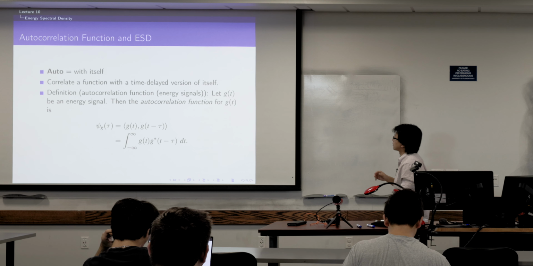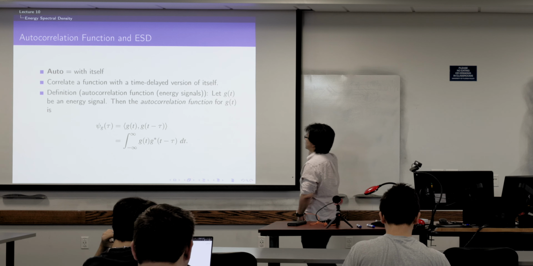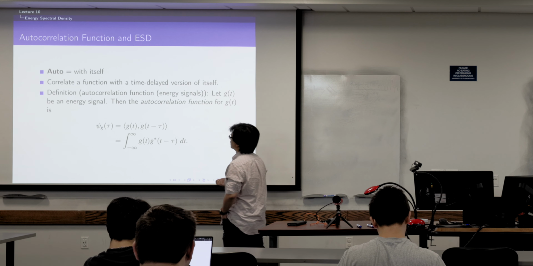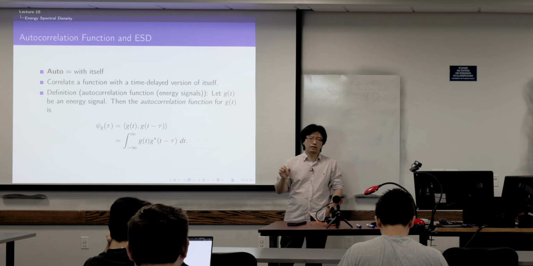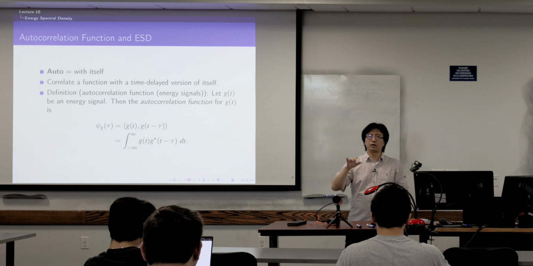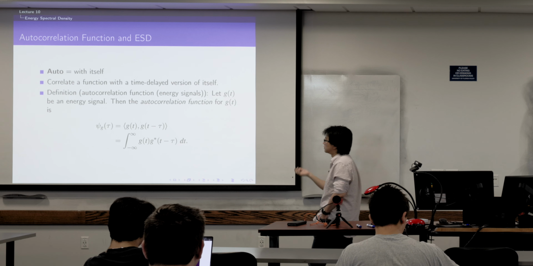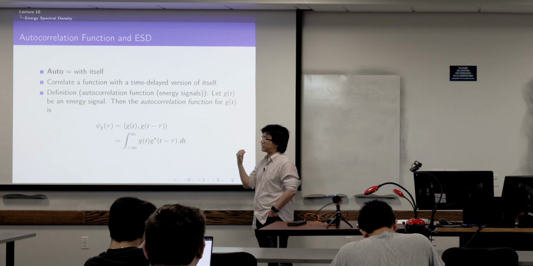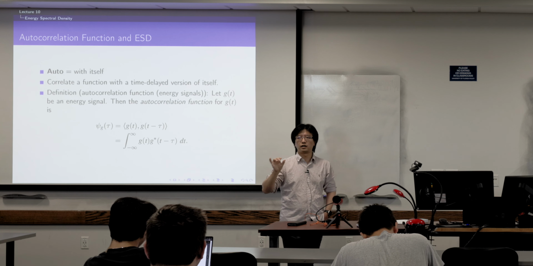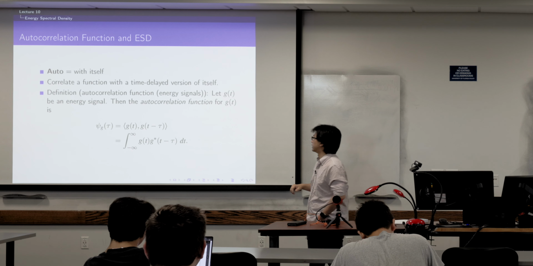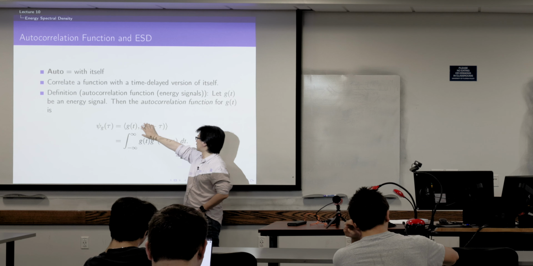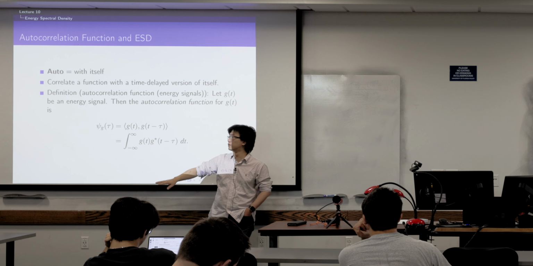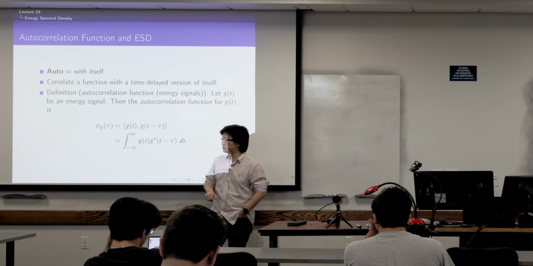And then we introduce the concept of the autocorrelation function. Basically, the autocorrelation function means that a function is multiplied with a shifted version of itself, and then we do the integral. In other words, we compute the norm between a signal and a delayed version of that signal. This is called the autocorrelation function.